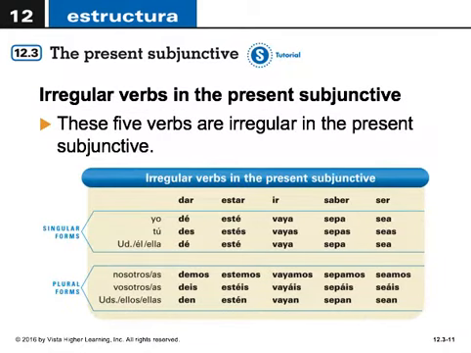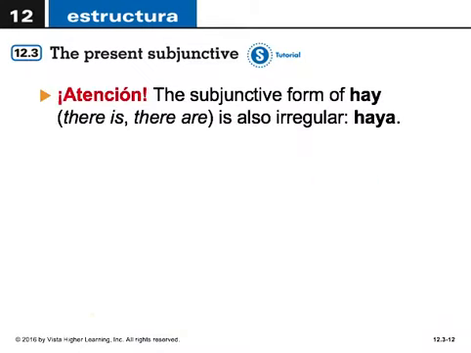And these five verbs are irregular in the present subjunctive. We have dar, which is dé, des, dé, demos, deis, den; estar: esté, estés, esté, estemos, estéis, estén; ir: vaya, vayas, vaya, vayamos, vayáis, vayan; saber: sepa, sepas, sepa, sepamos, sepáis, sepan; and ser, which is sea, seas, sea, seamos, seáis, sean.